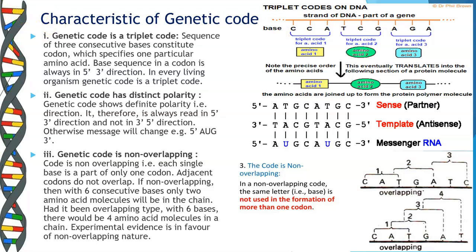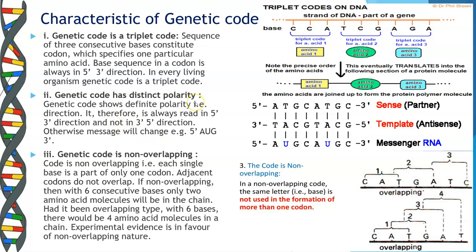Students, let's have a look at the characteristics of the genetic code. The genetic code is a triplet code. This is what we are looking at. 3 nucleotides, or 3 bases, together form a triplet code, and the code is always read in the 5' to 3' direction. In every living organism, this code is a triplet code.